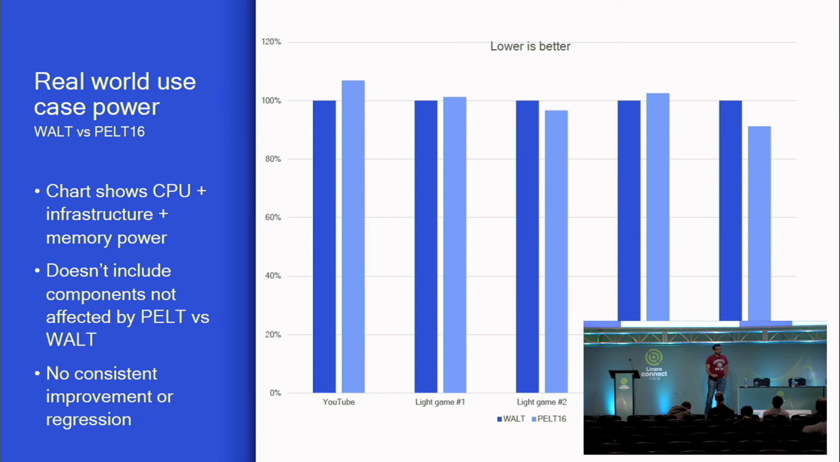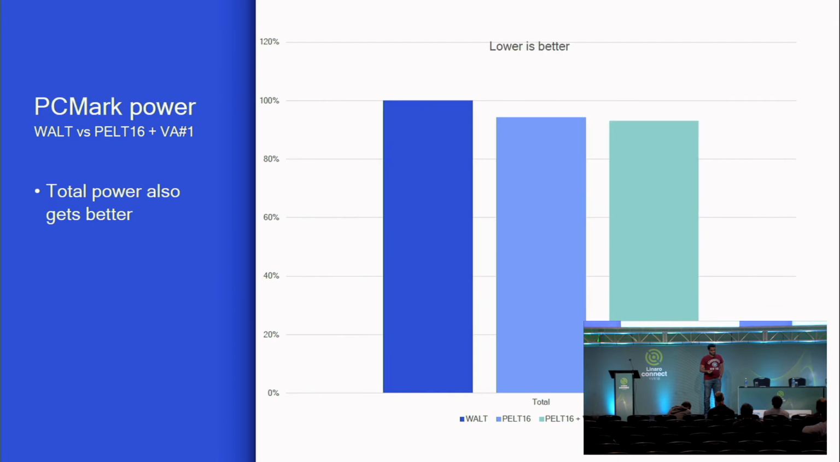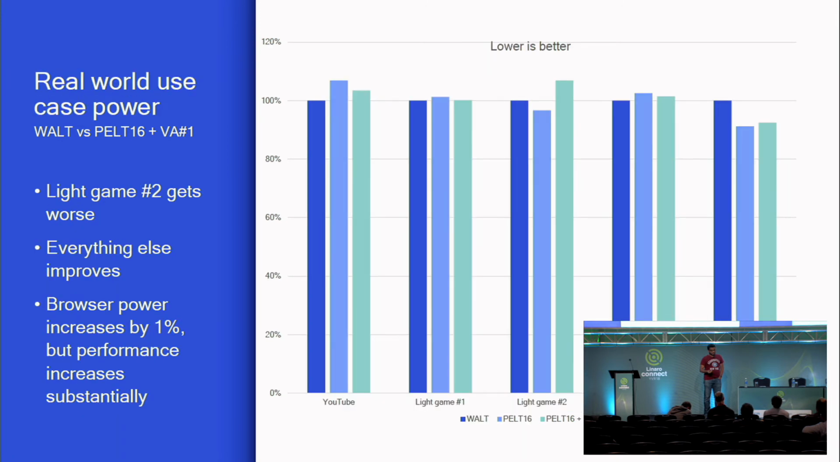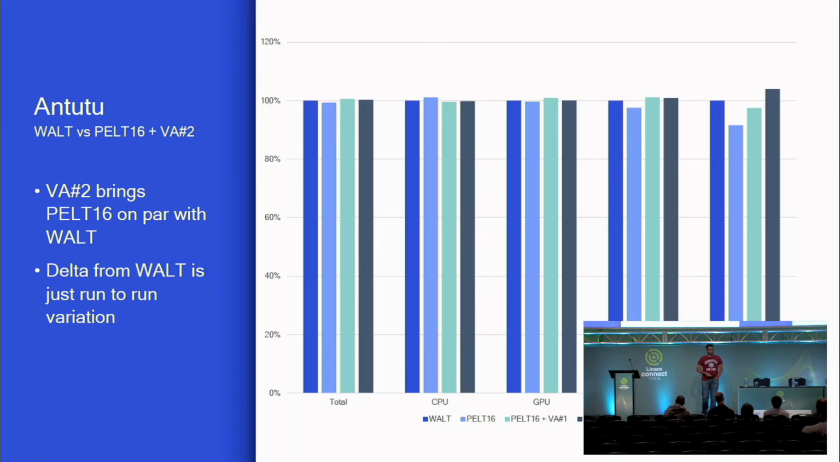I will move on if I don't have any more questions. Adding value add set 2, PELT becomes on par with WALT. There's some increase in memory, but it's within run-to-run variation, so it's not really clear how much value add 1 versus 2 matters there.